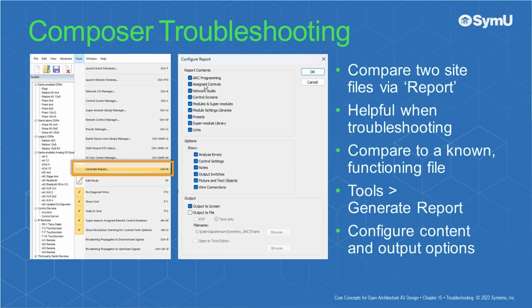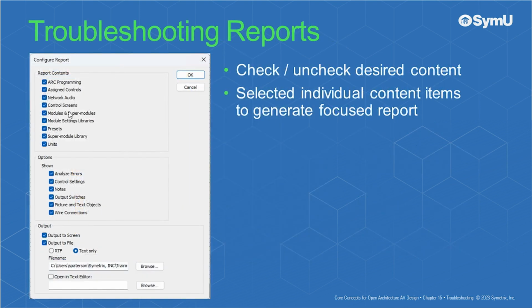Comparing two site files via a report is helpful when troubleshooting, especially when comparing against a known functioning file. Create one by navigating to Tools, Generate Report. Options for content, what to show and output type are configured here. Check or uncheck the desired content for the report.